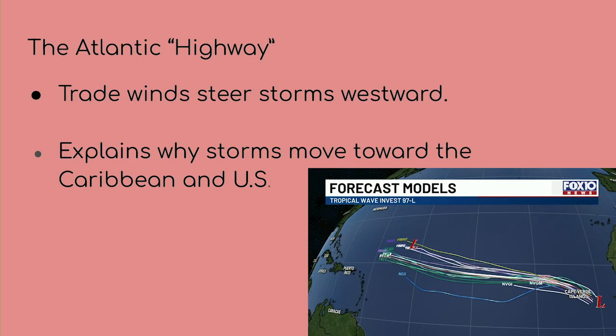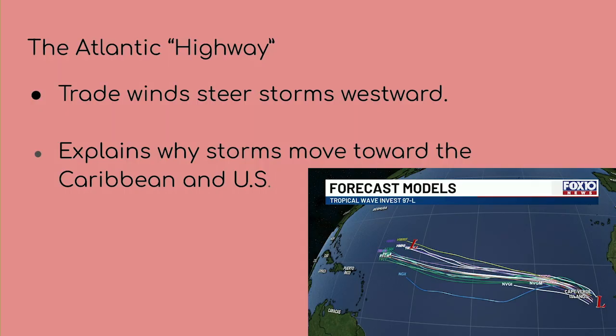To sum it up, Africa provides the starting disturbance area, and then the Atlantic's warm waters fuel the storm. That's why we refer to the Atlantic almost as a highway, because of the trade winds steering them to the west. That's why so many of our biggest and strongest hurricanes can be traced back to the coast of Africa. And then that forecast model kind of illustrates the point of the Atlantic highway and how it all moves in one direction.